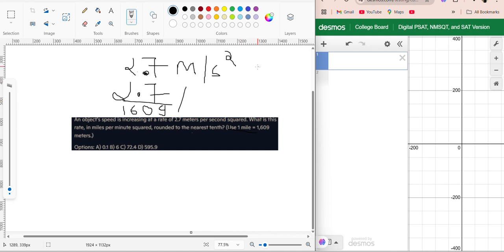So we know that 60 seconds equals 1 minute. Hence, 1 second equals 1/60 minute. So we have to divide the given value by (1/60) squared. This becomes (1/60) squared.